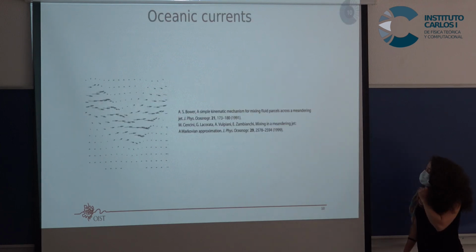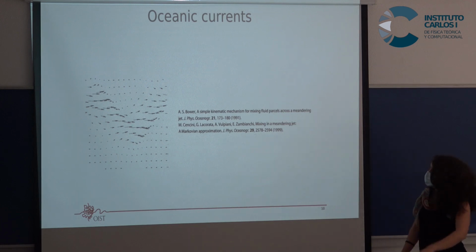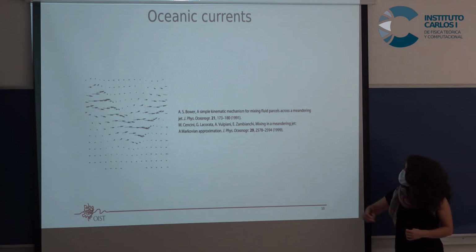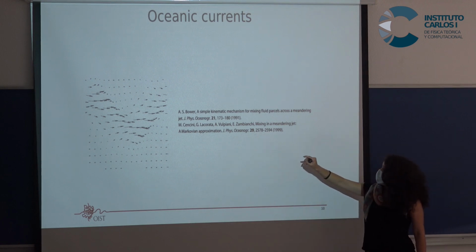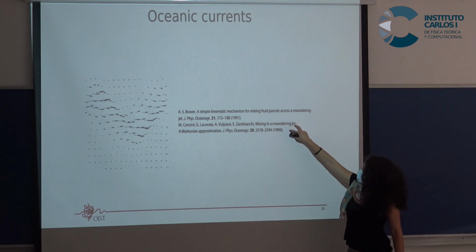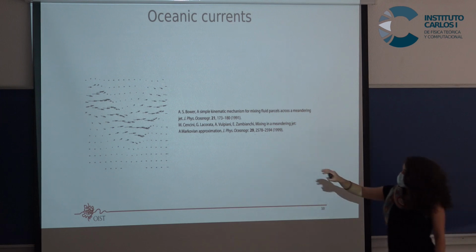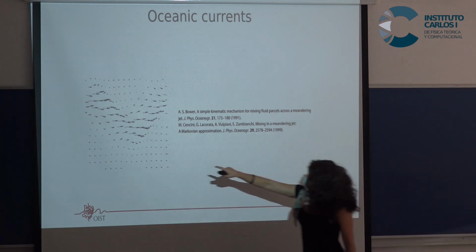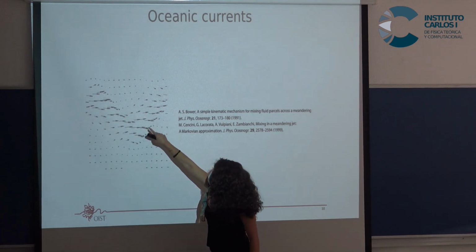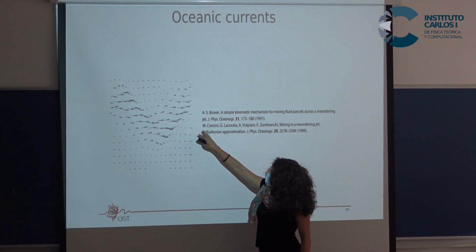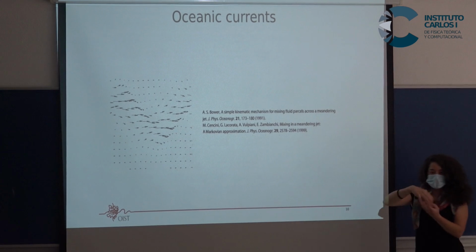For the currents, there are many models that reproduce quite well the main characteristics of the chaotic advection of the oceanic currents. We have taken this model as the main model. It's described in these two papers, and basically it's based on a jet here that we see. Particles go here, but eventually they get trapped temporarily here, and then they go back. So you have these eddies here.